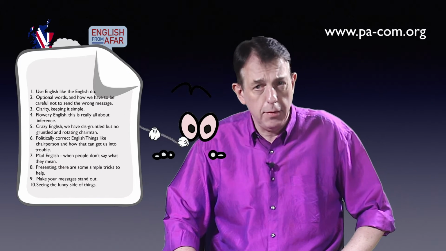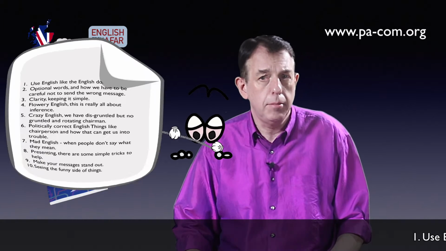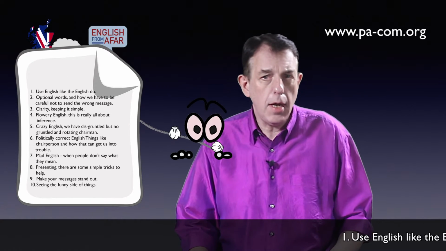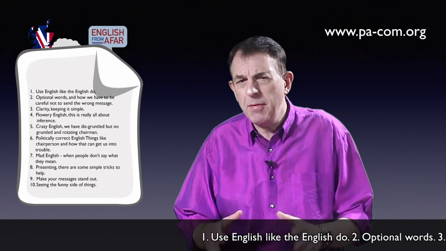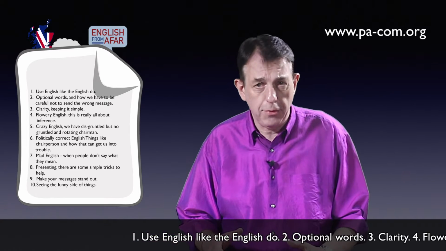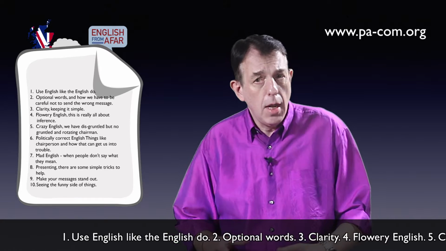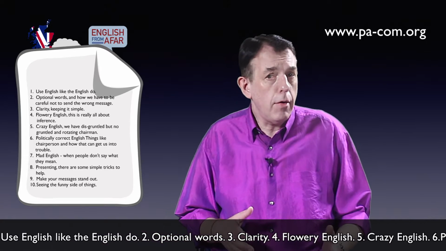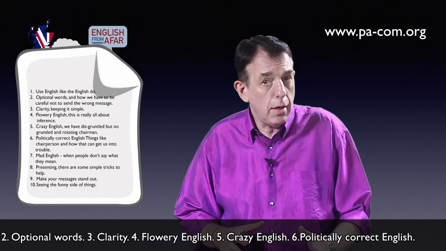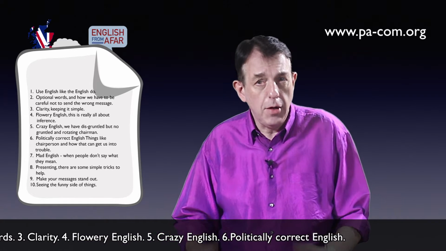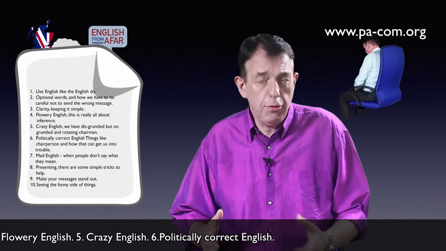Now this season, we'll look at some topics that really confuse and see if we can sort them out. For example, using English like the English do, optional words, and how we have to be very careful not to send the wrong message. Clarity, keeping it simple. Flowery English, this is really all about inference. Crazy English, we have terms like disgruntled but no gruntled, and a rotating chairman.